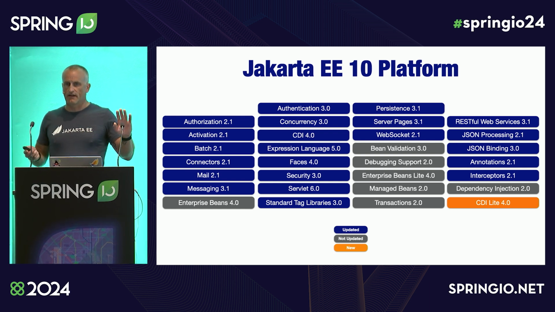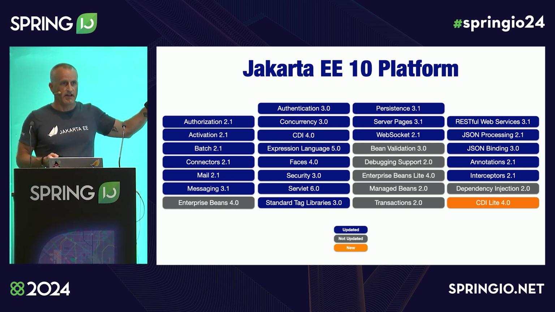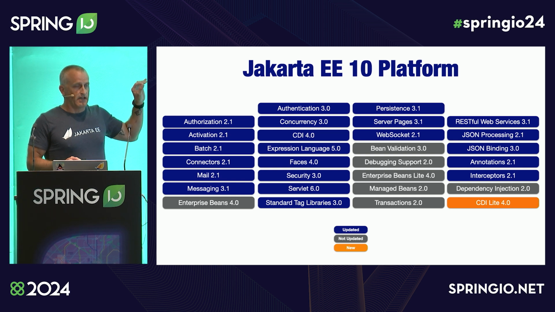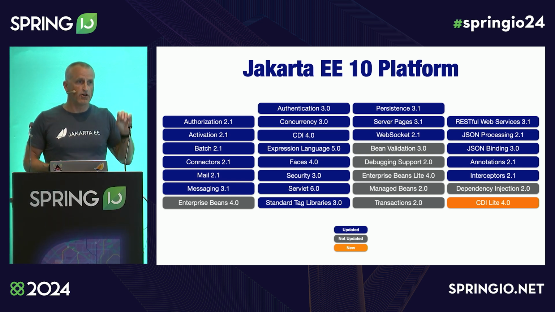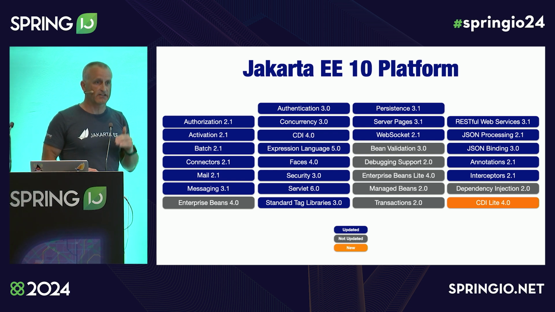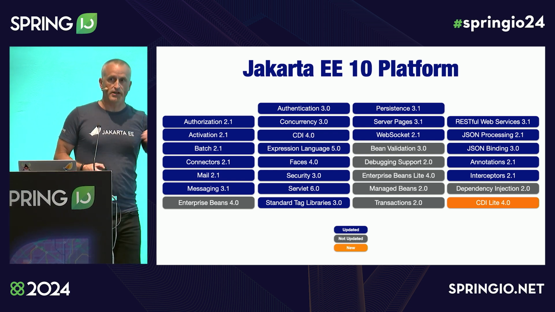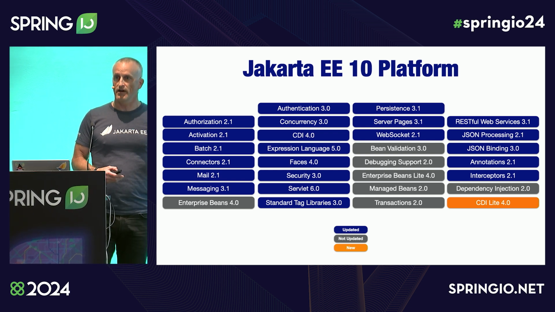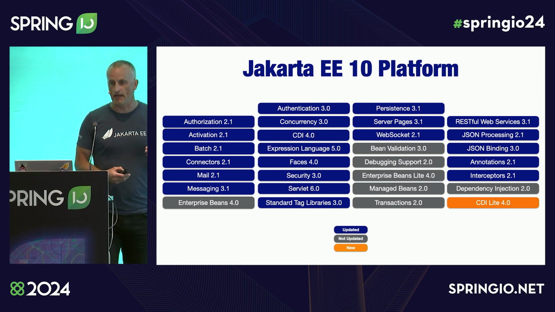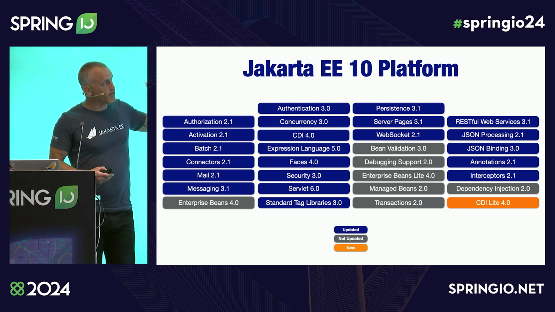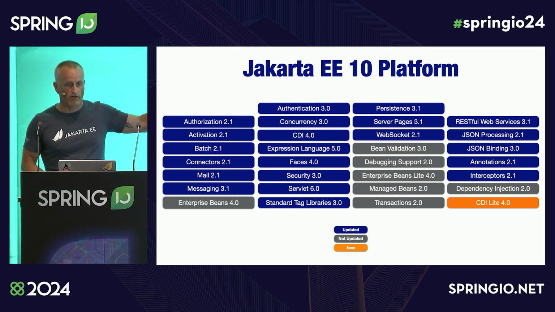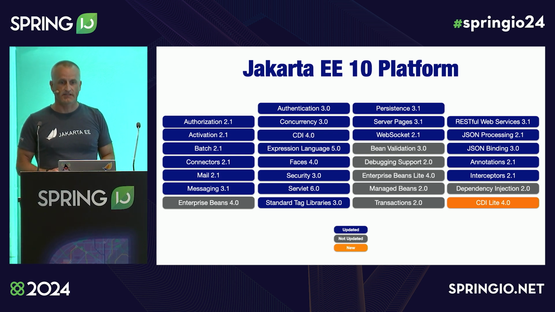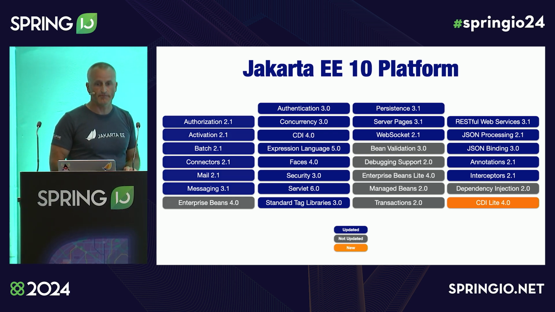And Jakarta EE 10 did a lot of changes since 9. We didn't do any changes other than the namespace in 9, and that was just because of this migration. We wanted the Java ecosystem to be able to do the migration without having changes in the APIs as well. But in 10, we moved on. So here, we're starting to do changes. And all the blue ones had updates since Jakarta EE 9.